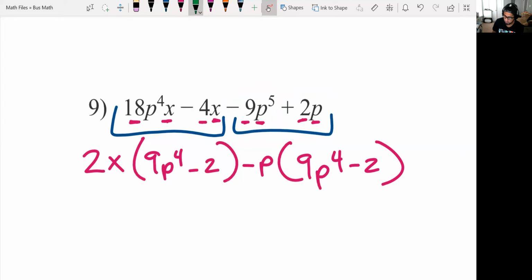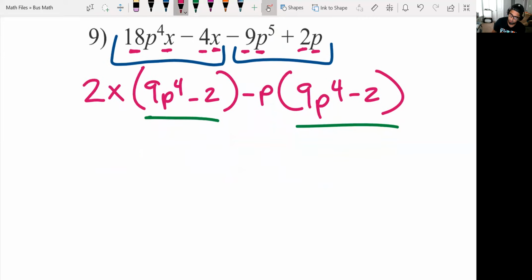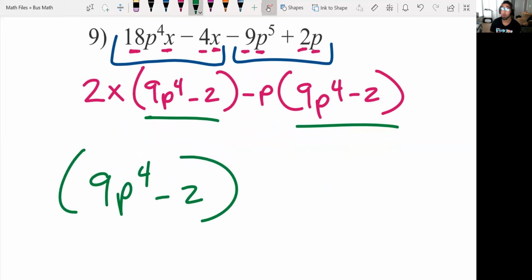Okay. Do these look the same? They sure do. And since they look the same, factor it out, and what is left over?